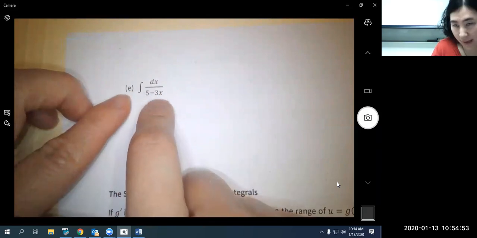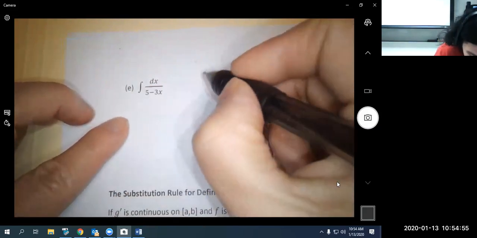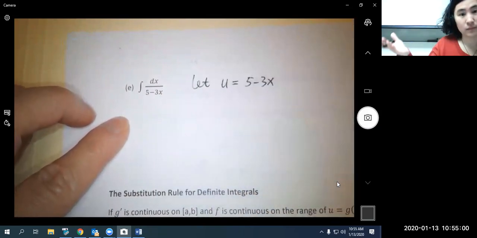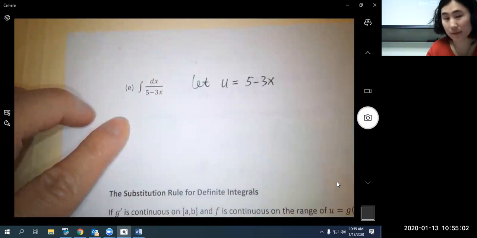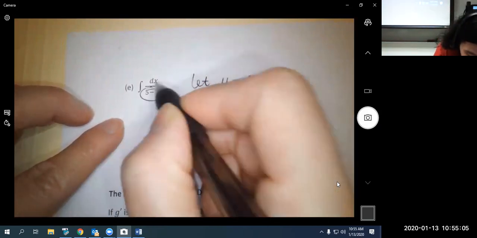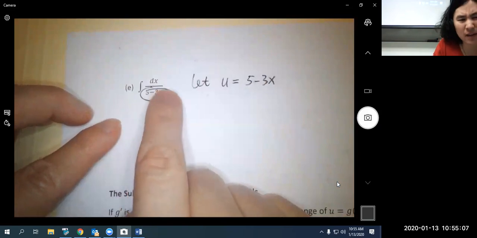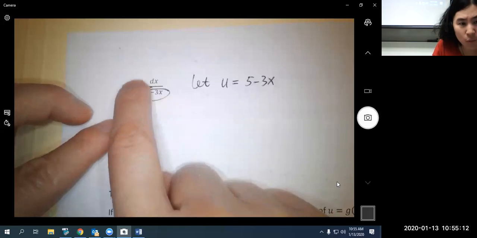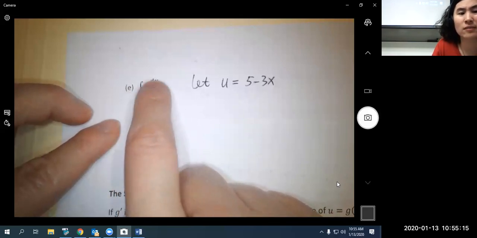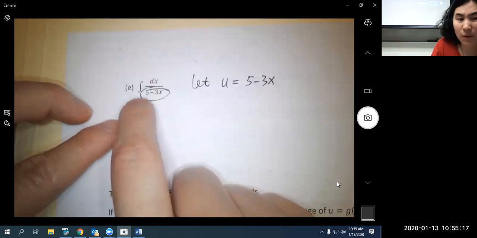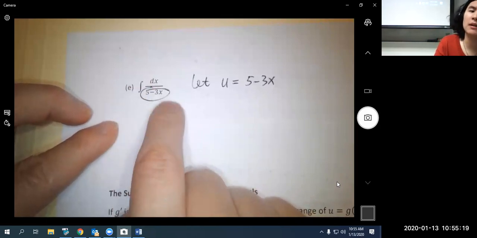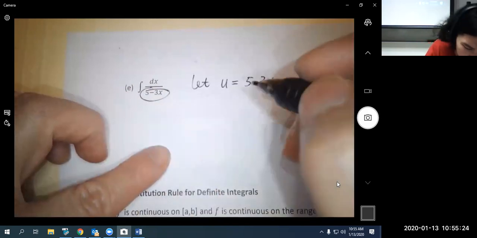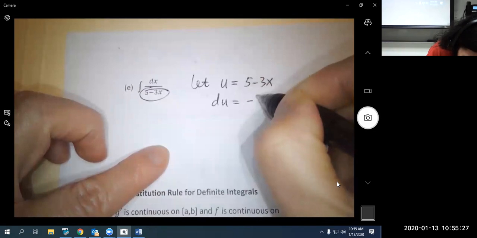1/(5 minus 3x). What do you want to be our u? Yeah, 5 minus 3x. Some of you guys say, how about I let the 3x be u? You're going to see, if you let 3x be u, we'll still have 1/(5 minus u). It does not make the computation easier. The reason we want to use the substitution rule is to make the calculation easier. So the entire denominator is u, then du will be what? -3 what?